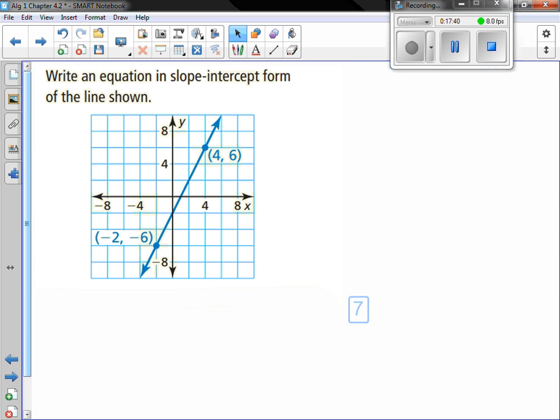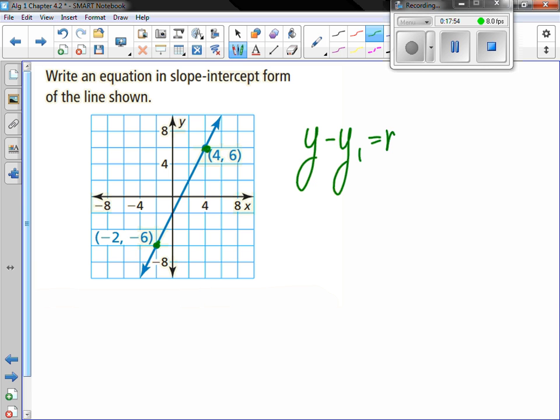Let's look at another one. Let's look at this one here. Write an equation in slope-intercept form. So we're still going to use our y minus y1 equals m times x minus x1 here, because it didn't directly give us the y-intercept. It didn't directly give us the y-intercept for this here.